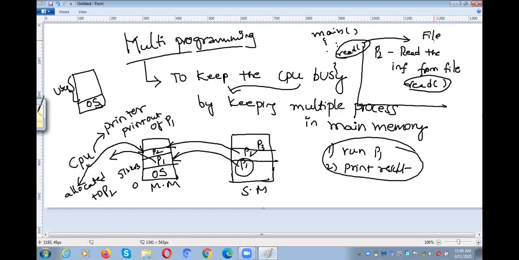Where is the file available? The file is available in the disk. What is a disk? Disk is a secondary memory. Right? So whenever there is a read operation, read operation comes under IO operation. IO operation means input output operation.